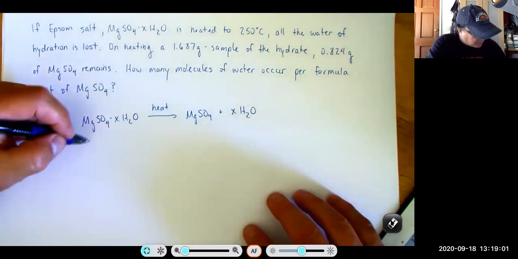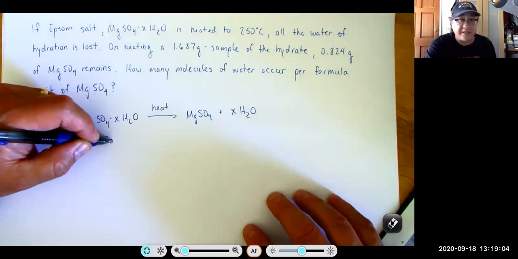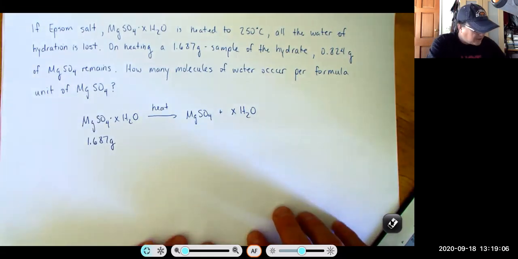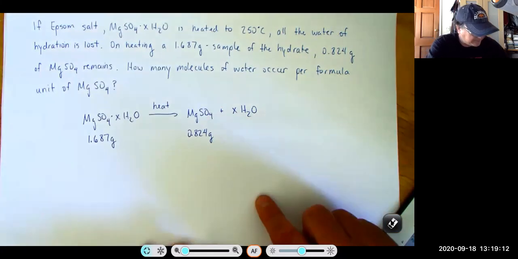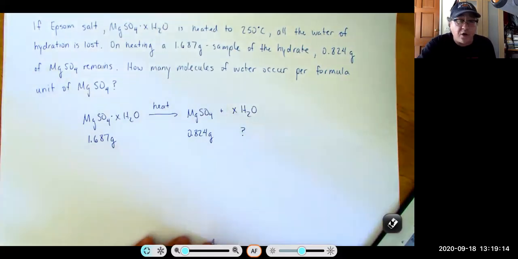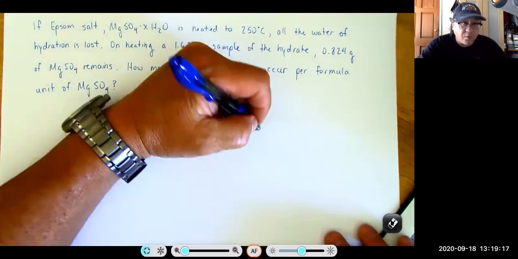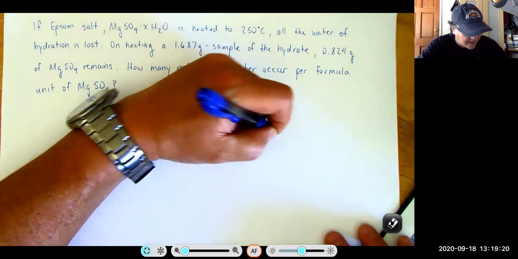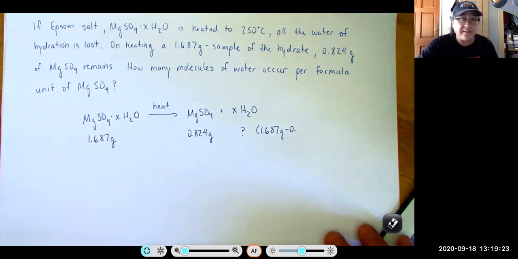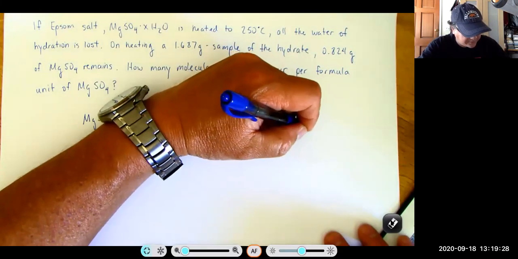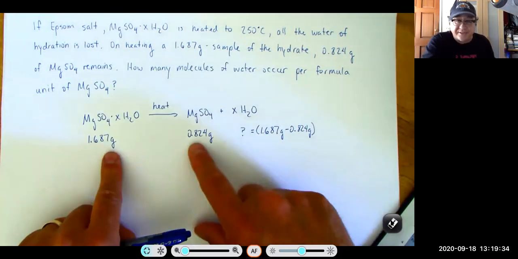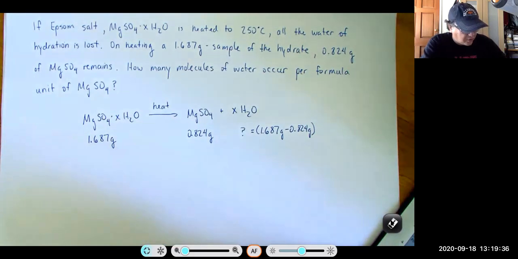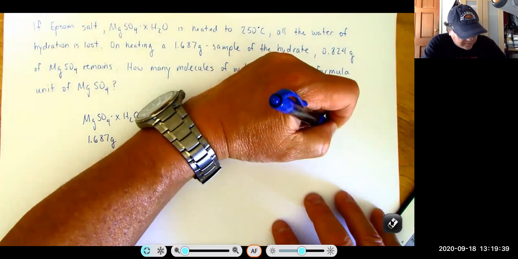So if you start with a 1.687 gram sample here, and you end up with 0.824 grams of magnesium sulfate, how many grams of H2O were there? And the answer is 1.687 grams minus 0.824 grams. This mass is the difference of these two masses. Does that make sense? So we'll call this the mass of H2O.